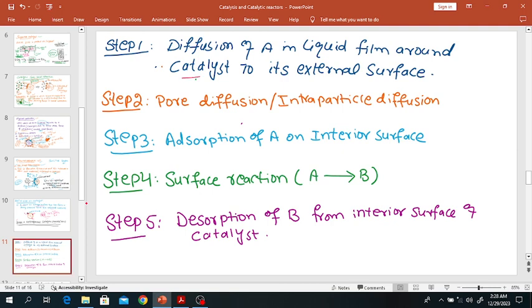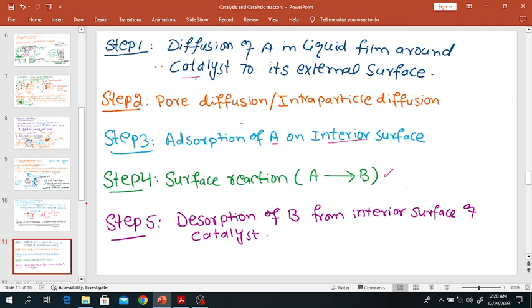In the second step, pore diffusion: the pore diffusion of component A inside the pore of the catalyst particle. The third step is the adsorption of component A on the interior surface of the catalyst pore. The fourth step is the surface reaction, where component A will convert into component B. So component A will convert into component B.